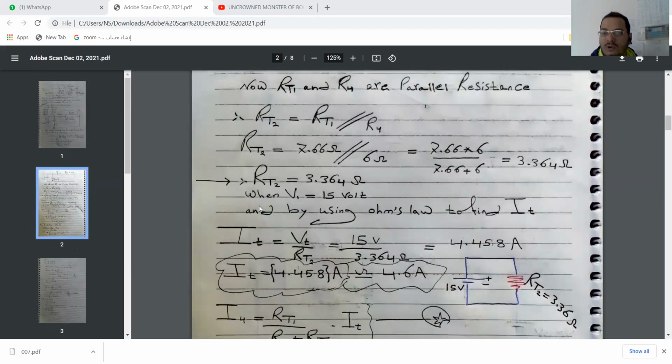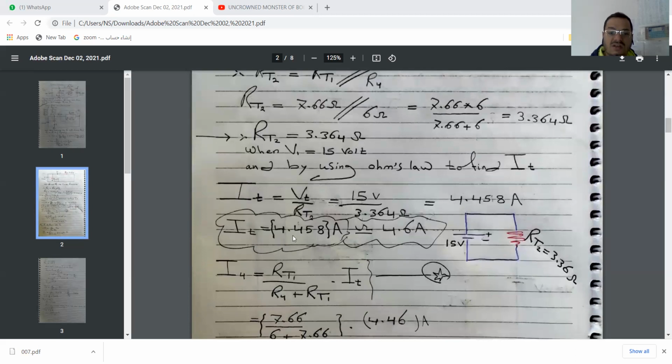Now we can calculate, using Ohm's law, the total current, because the voltage equals IR, that means the current equals voltage divided by resistance. Here, the total voltage divided by the total resistance number 2, or the last value of all these resistances, will be 15 divided by 3.36 ohm, equal like that. This amount will be important to us to calculate the other values of current.